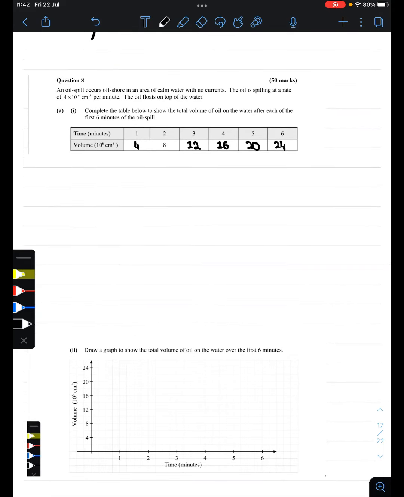So right, let's just, what is the first question telling us? So we have 4 by 10 to the 6, calm water with no current, so it's not moving away. Okay, so let's say the rate of oil spilled is 4 by 10 to the 6 centimeters cubed per minute.